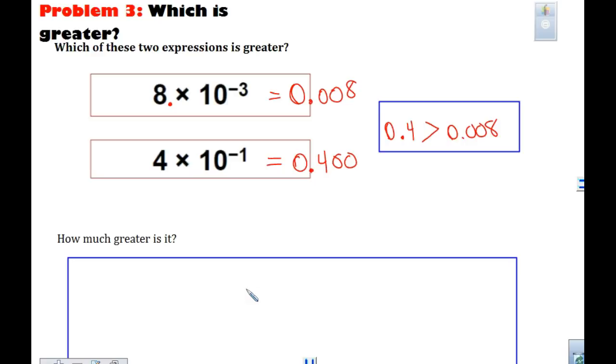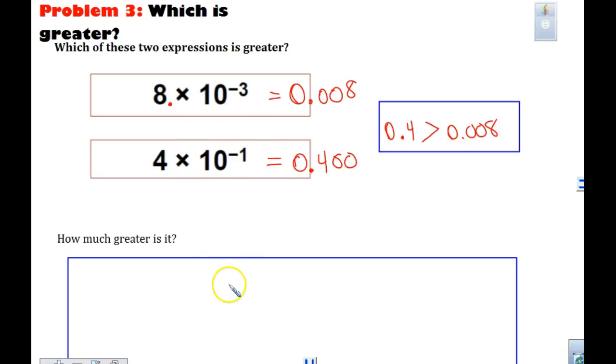I got these two things. I know the 0.4 is definitely bigger, and I want to find out how much bigger. How about if I say Adam has $2 and you have 10, and I want to find out how much more you have? What would you do? Subtract. So what do you think we want to do here? We want to subtract.